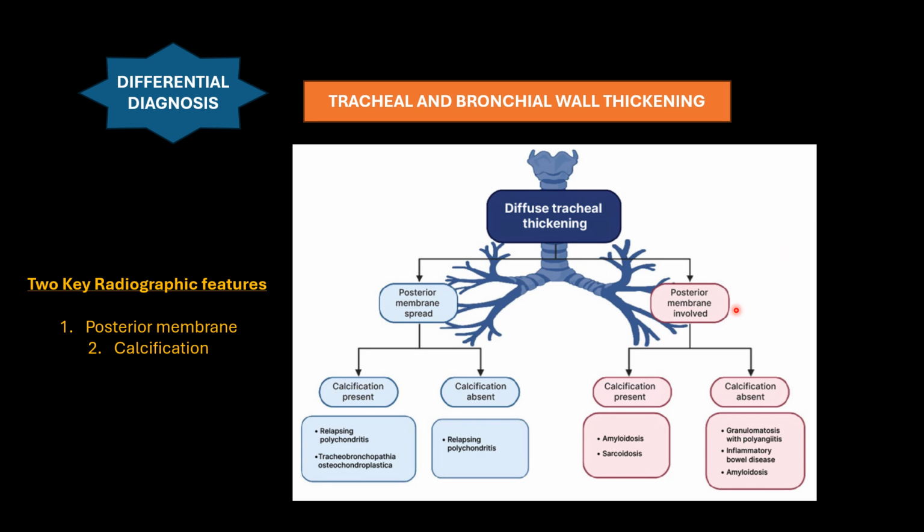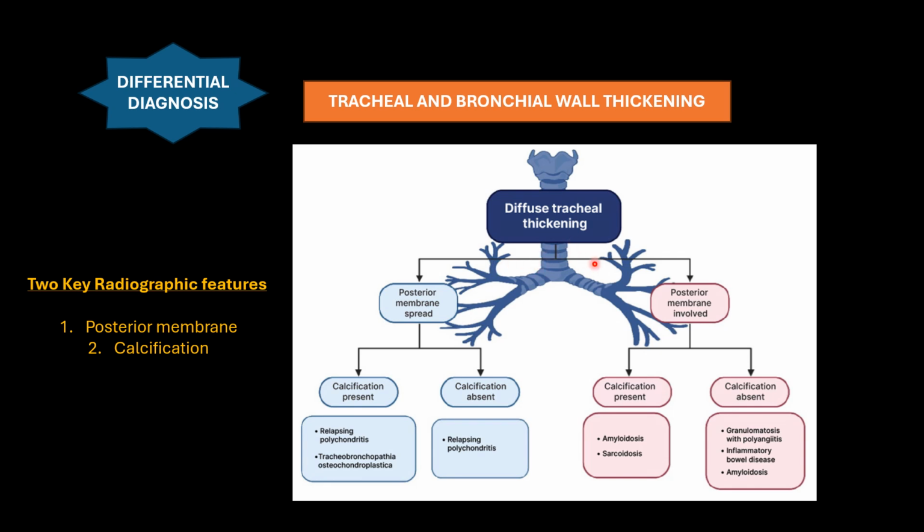Coming to the differential diagnosis for tracheal and bronchial wall thickening, there are two important radiographic features. One is whether the posterior membrane is involved. Second is whether there is calcification present within the wall thickening. Based on that, there is an algorithm. If the posterior membrane is spared, then it is most probably a cartilaginous etiology, because we know that the tracheal cartilages are deficient posteriorly. There's only cartilage in the anterior aspect. The posterior part of the trachea does not have any cartilage.